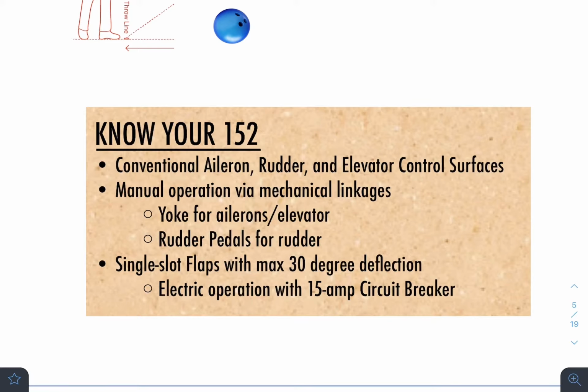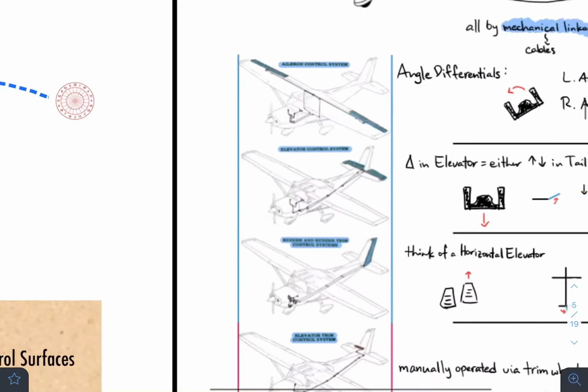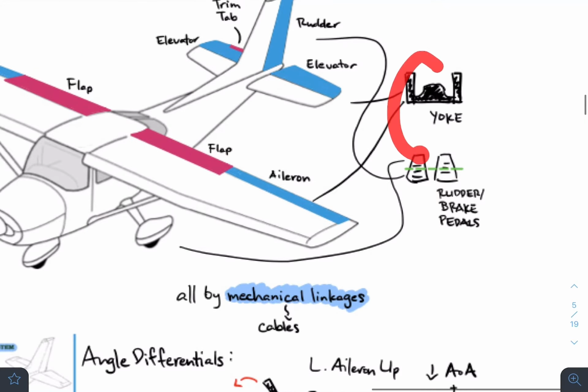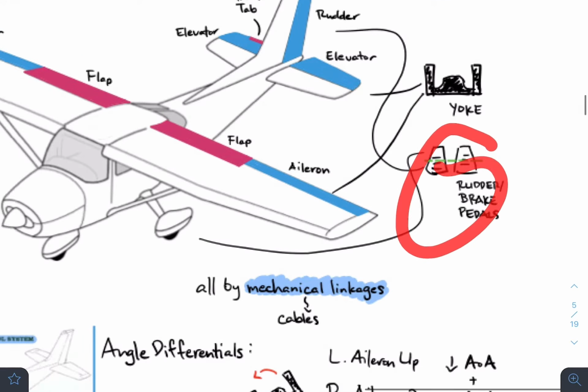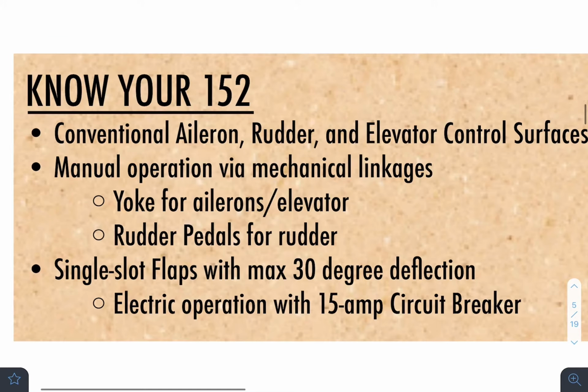So what does that mean? Essentially, you have your yoke, which is a control wheel, and the rudder pedals. They just connect to it via wires, these long, strong, thin wires. And the yoke, which we'll just go ahead and show you, this is the yoke, and these are the rudder brake pedals. The yoke controls the ailerons and the elevator. The rudder pedals naturally control the rudder.